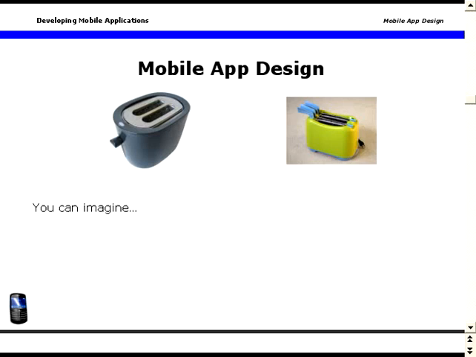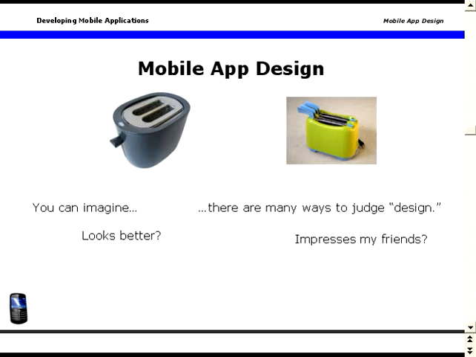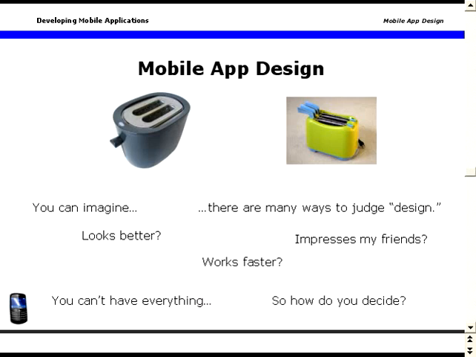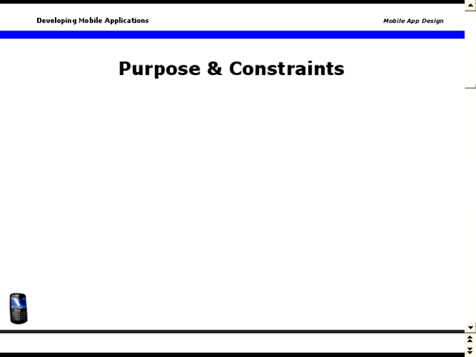As you can imagine, there are many ways to judge design. If it looks better, if it impresses my friends, if it works faster. You can't have everything, so how do you decide? Well, for an app, you choose based on two factors: your app's purpose and your design constraints.